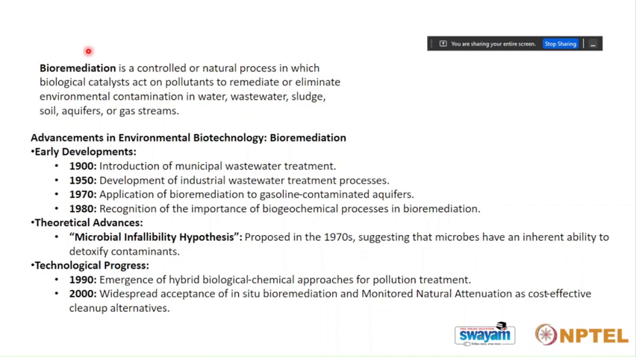In bioremediation, the advancement happened almost in the 19th century. In the 1900s, bioremediation was first applied in municipal wastewater treatment. Then gradually by 1950, the bioremediation process was also used for industrial wastewater treatment. By 1970, different microbes were used to remediate gasoline contaminated sites. And in 1980, the biogeochemical processes gained attention.